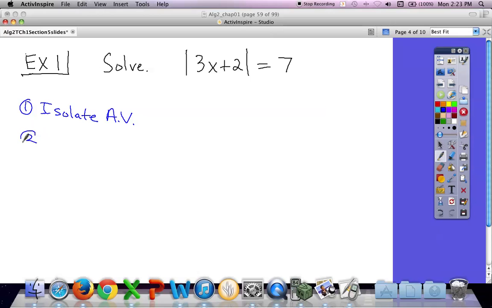Second, break down the absolute value. Meaning we can never do algebra with things that are inside the absolute value and things that are outside the absolute value. We need to write it in a different way that does not require the absolute value symbols anymore. That's how we solve an absolute value.